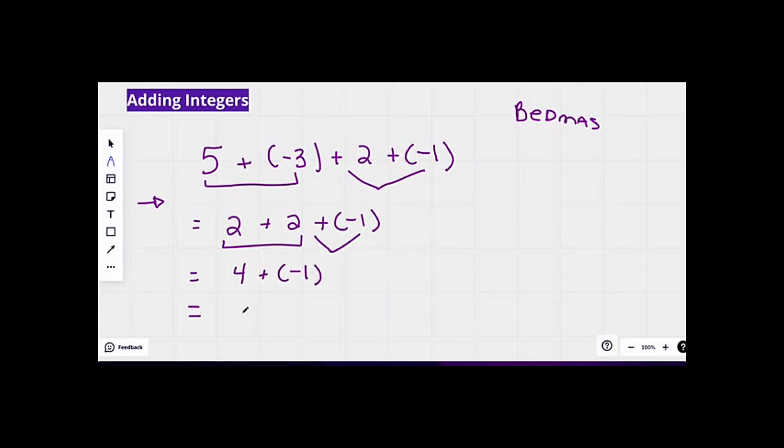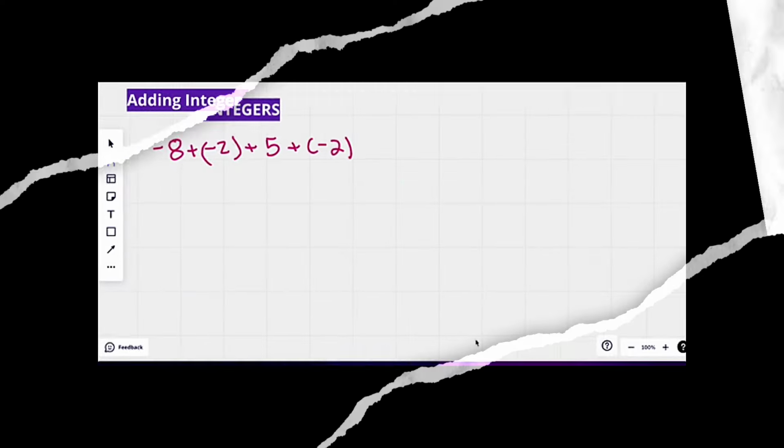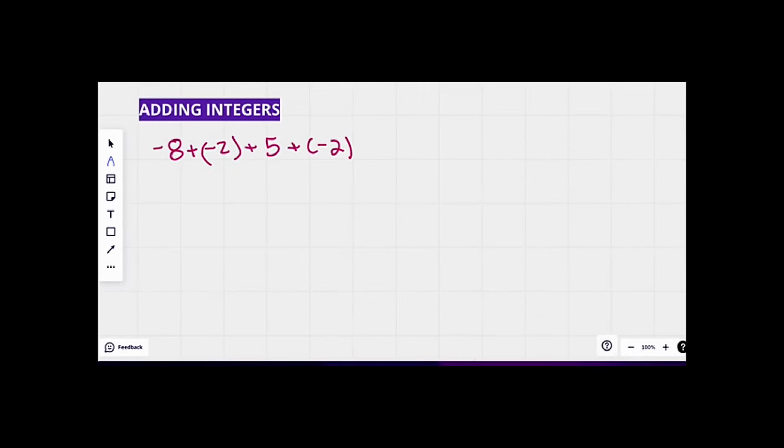And so now we've got positive 4 plus negative 1. So we grab 4, we subtract 1. That gives us 3. And we take the sign of the greatest number. Which one is the greatest number? The 4. And what is the sign? It's a positive. So our answer is positive 3, or just 3. Like I said, you don't have to put that sign. Okay, let's practice one final question.